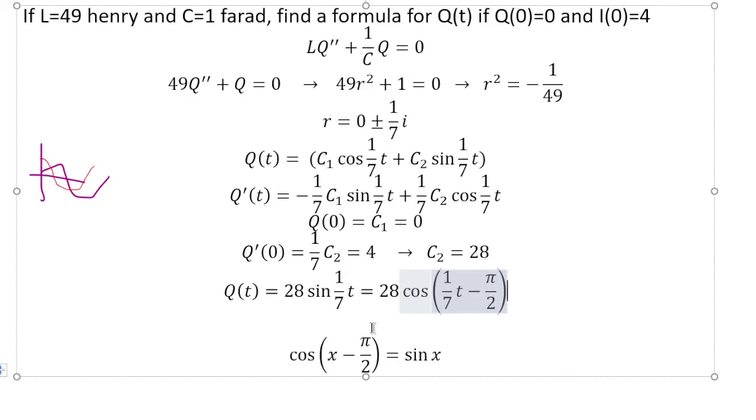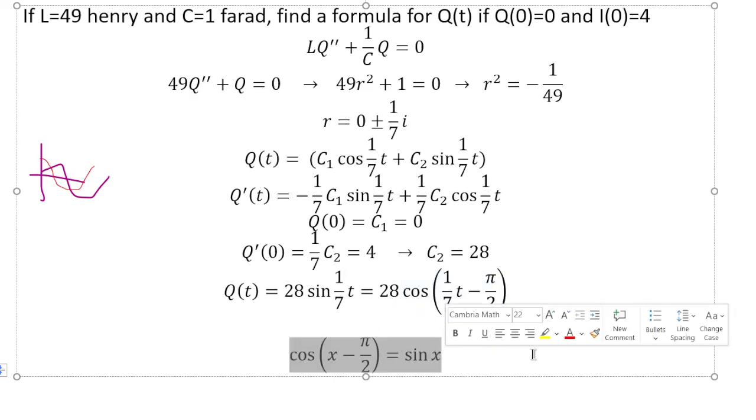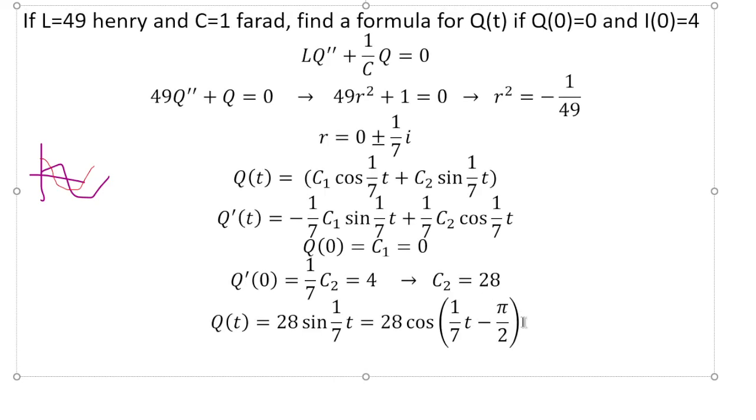Okay, and this way you see that the phase angle is pi over 2, amplitude is 28, and angular frequency is 1/7, and all that. So usually this would be enough as an answer, but sometimes the question might say express the answer in terms of cosine. For this special case, you may have to use this.